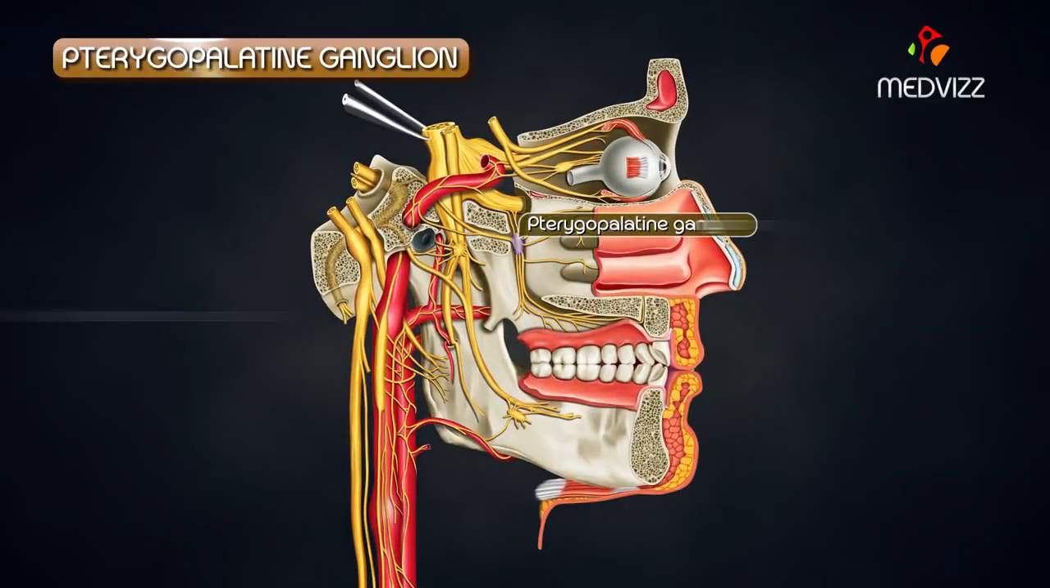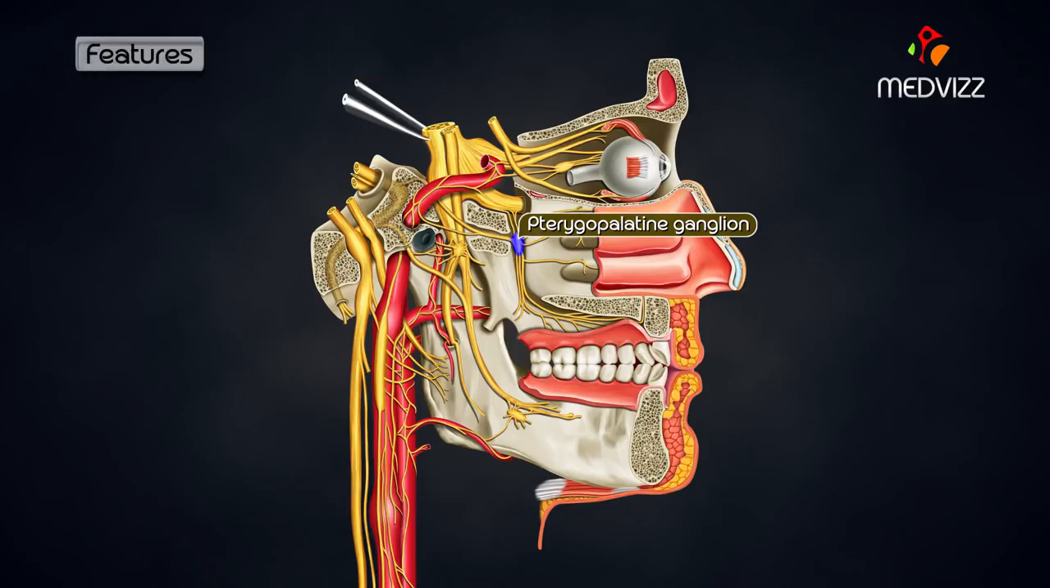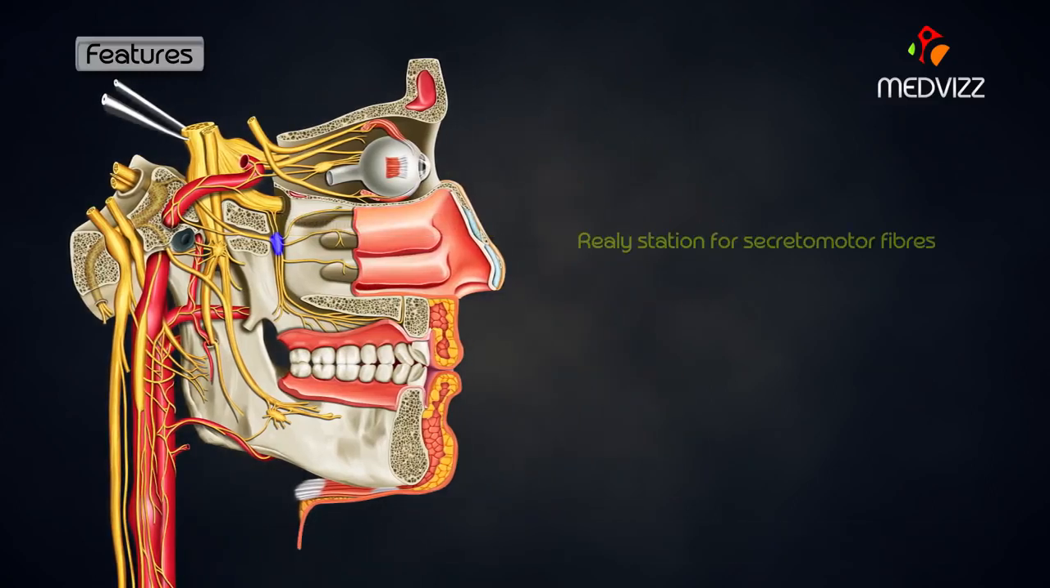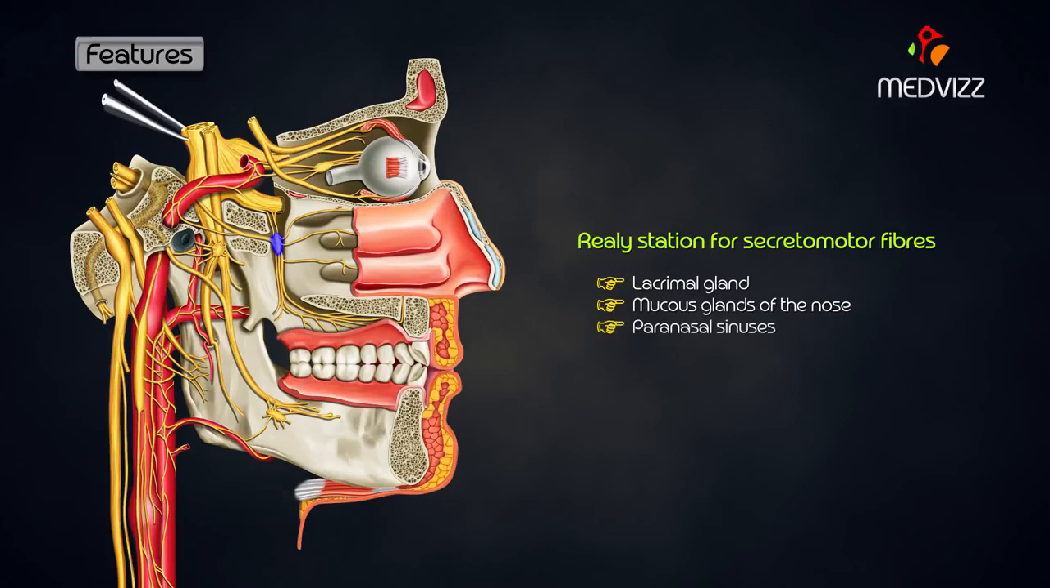Pterygopalatine ganglion, also known as sphenopalatine ganglion, ganglion of hay fever, or Meckel's ganglion. Features: pterygopalatine is the largest parasympathetic peripheral ganglion. It serves as a relay station for secretomotor fibers to the lacrimal gland and to the mucous glands of the nose, paranasal sinuses, palate, and pharynx.